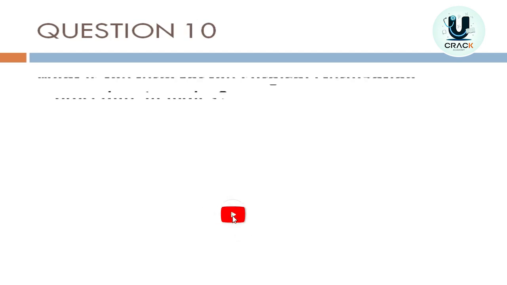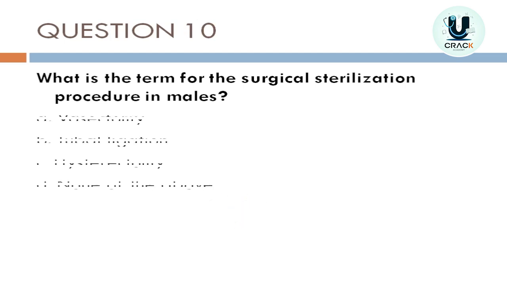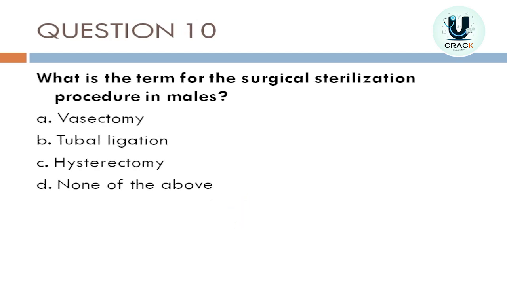Question number 10. What is the term for the surgical sterilization procedure in males? A. Vasectomy, B. Tubal ligation, C. Hysterectomy, D. None of the above. Answer: vasectomy.